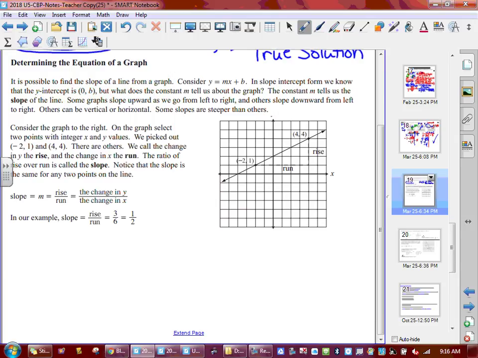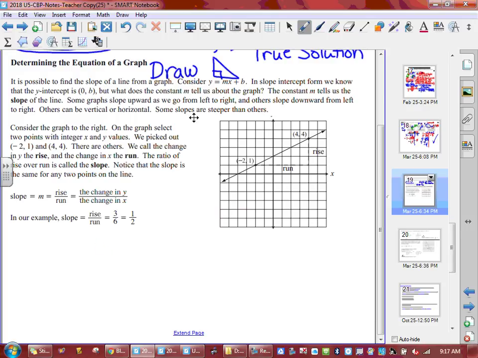So moving on to the top of page 141. Is it possible to find the slope of a graph? You bet. All we're going to do is draw a 90-degree triangle. So we find two exact points and we make a 90-degree triangle. That's how we find our pattern number that goes in front of x.